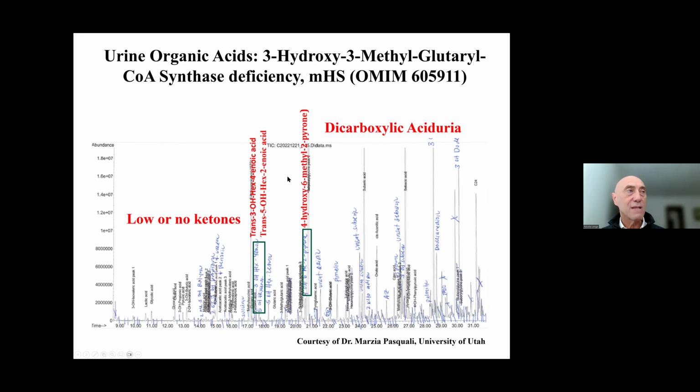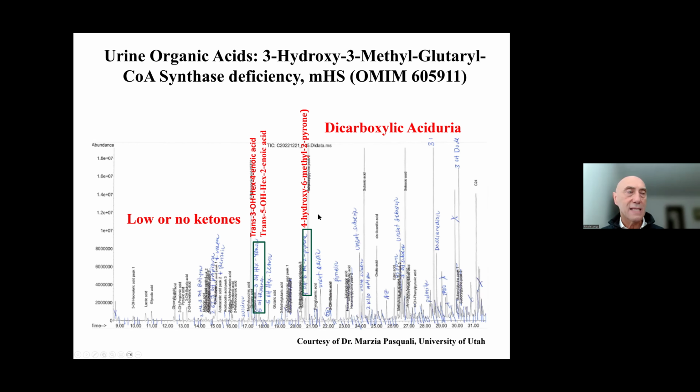You also have the presence of abnormal urine organic acids, such as the 4-hydroxy-6-methyl-2-pyrone here in the urine organic acids. You can see some additional hydroxylated fatty acids, organic acids that are listed in this slide, but the one which is characteristic of this condition is this one.